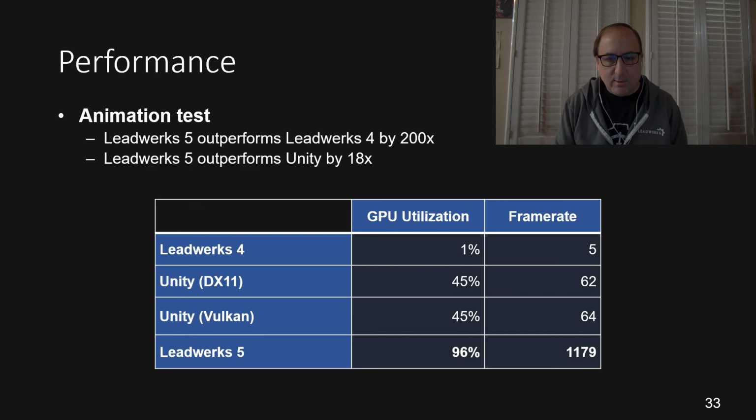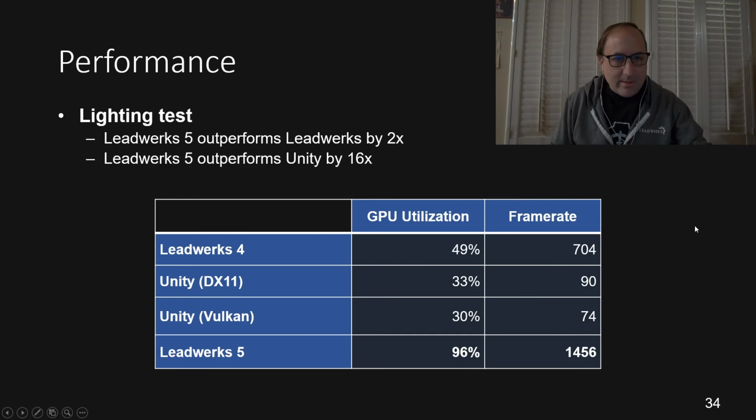45% GPU utilization. Frame rate is 62, 64. So again, there's that situation of GPU starvation. And then with Leadwerks 5, the GPU utilization is 96%, and the frame rate is over 1,000. So that's the power of eliminating bottlenecks. So the answer is yes, you can make Left 4 Dead with Leadwerks 5. So somebody please make it because I want to play it.